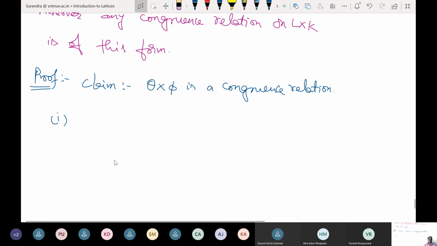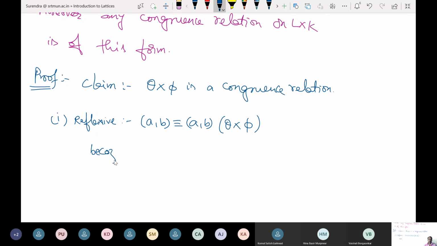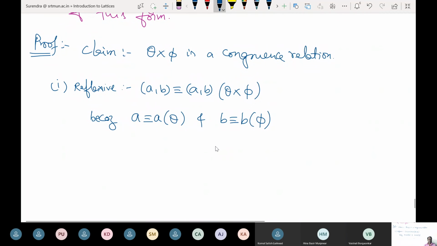So why is the first one reflexive? We want to check reflexivity. That means if you take any (a, b), we should show it is congruent to (a, b) modulo theta cross phi. And this is true. Why? Because a is congruent to a modulo theta, since theta is an equivalence relation and so reflexive, and b is congruent to b modulo phi. So therefore this is true. Is this clear? So reflexive is simple.